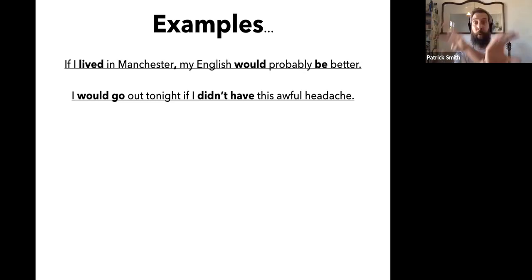The second example, I've reversed it. I put the result clause first and the if clause second. So there's no comma. I would go out tonight if I didn't have this awful headache.